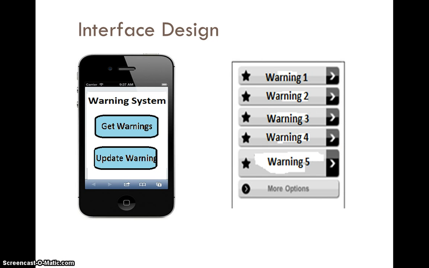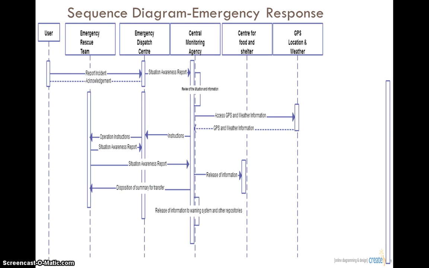And the interface of our mobile application is like this, where you have two options: whether to get a warning, or to update a warning. If you want to update a warning, it will ask for the priority. Based on the priority, as I already mentioned, the dispatch center will act.